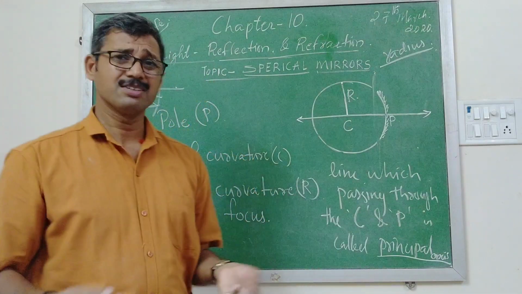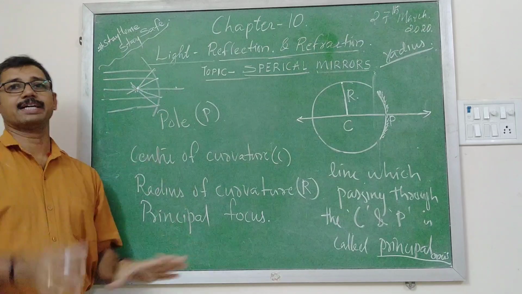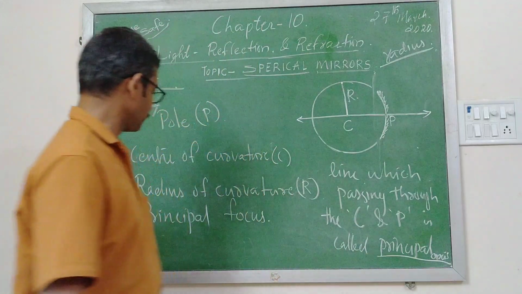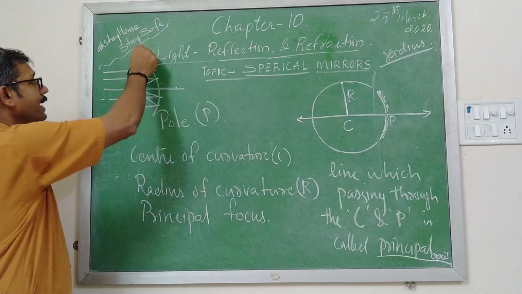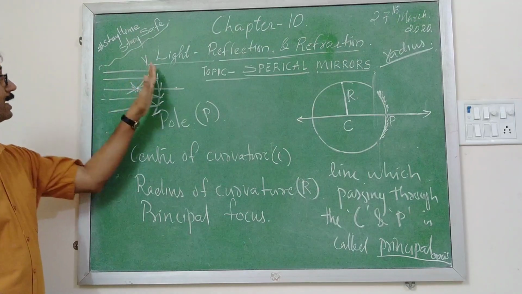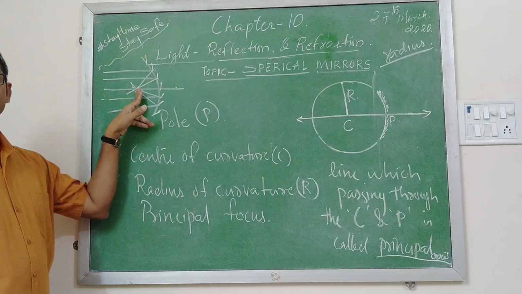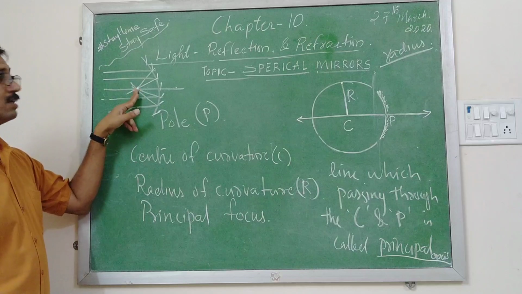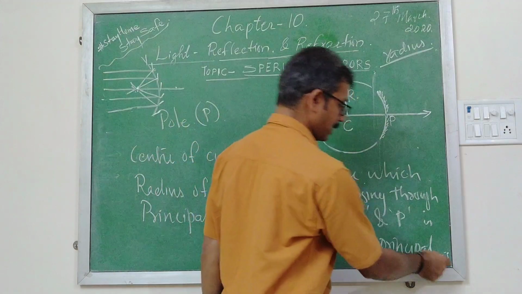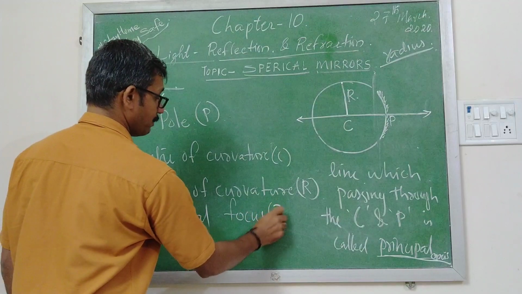So converge, if we say it in Hindi, means to collect, to collect at one point. That is convergence. Now see, if it is a concave mirror, the rays parallel to the principal axis, after reflection, converge, that is join, at one point on the principal axis. That point is called the principal focus and it is represented by the capital F.